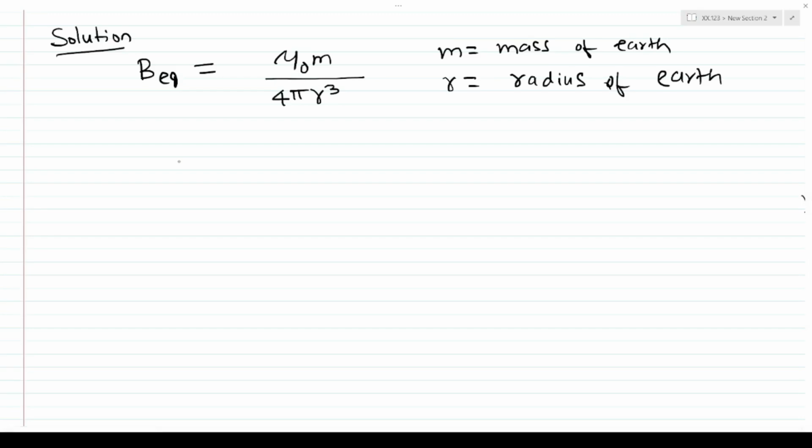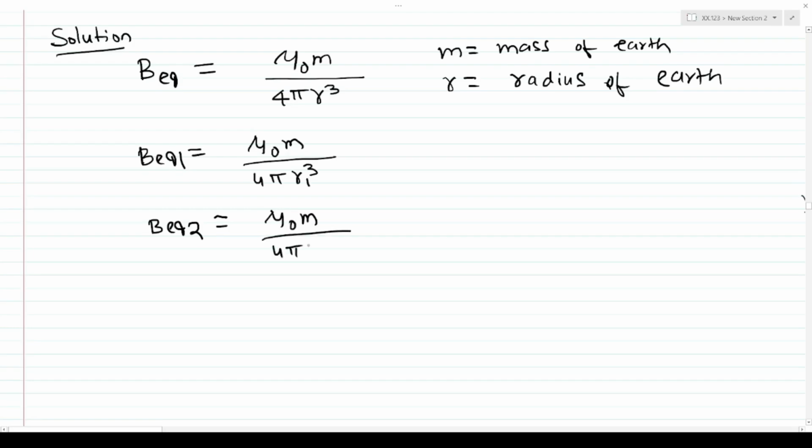The value of Earth's magnetic field at equator is given by mu naught m upon 4 pi r cube, where m is the mass of the Earth and r is the radius of the Earth. So we have B equator proportional to mu naught m upon r cube, and after shrinking of the Earth, let us call it Earth's magnetic field 2, and the earlier one is 1, with r1, and m remaining same. Mass is not changing, only the radius is changing.